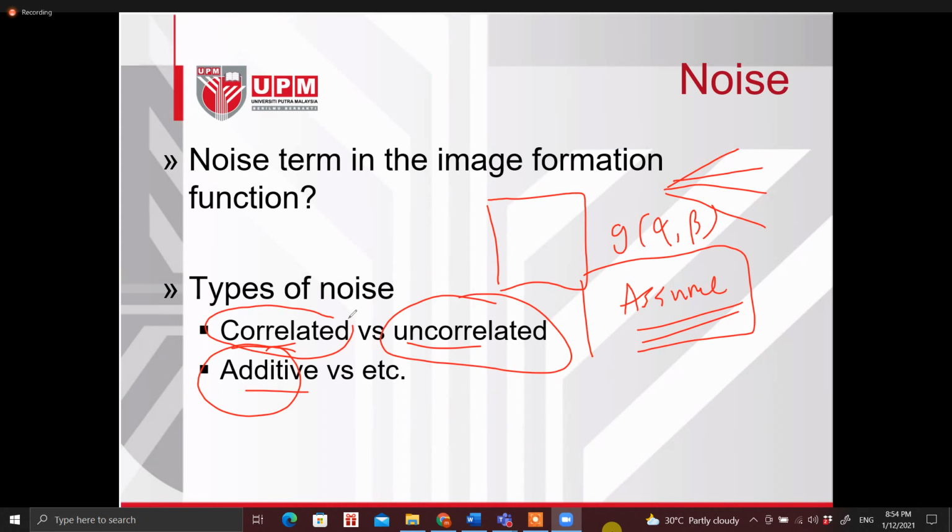But it has been proven, with all the techniques presented in the textbook and in this class, that in most cases, if you have a bad output image, it is adequate to assume uncorrelated additive noise. It is sufficient. Even with these techniques, you can improve the quality of the image. So it is sufficient to just use that assumption in our class.